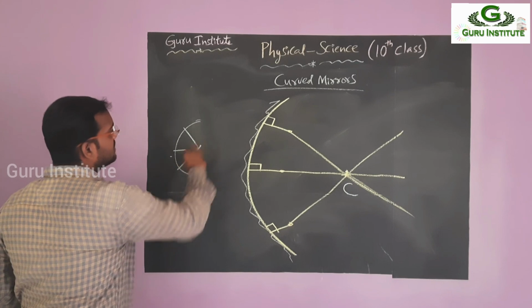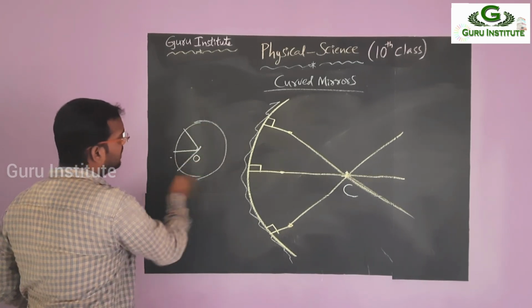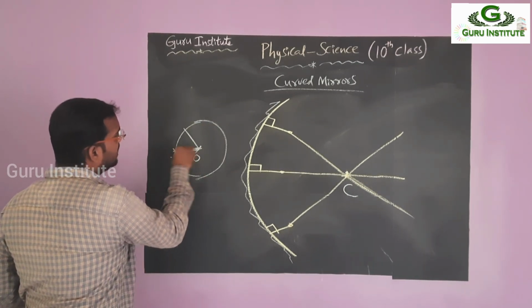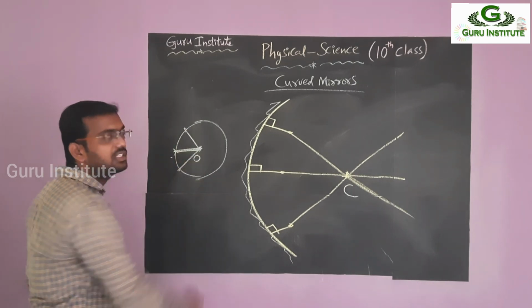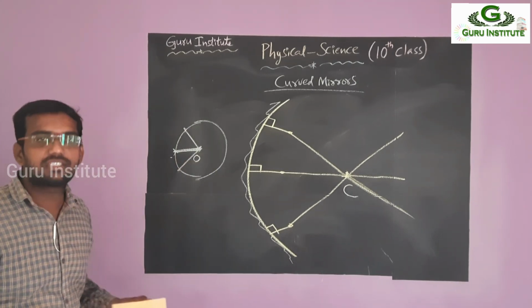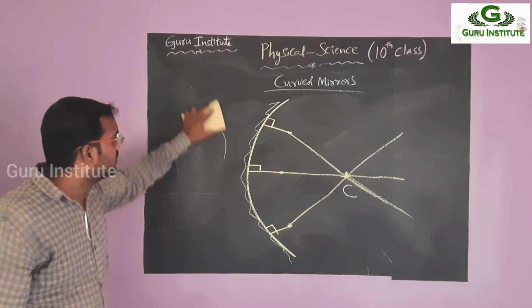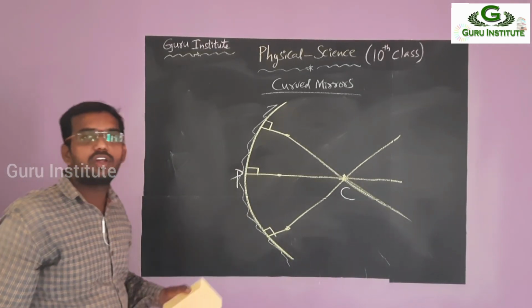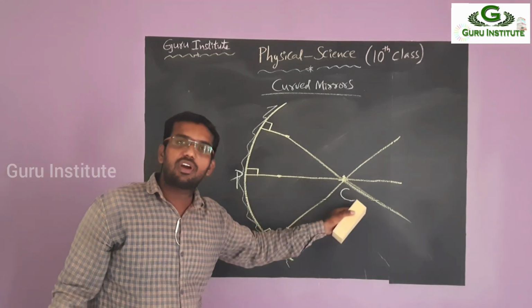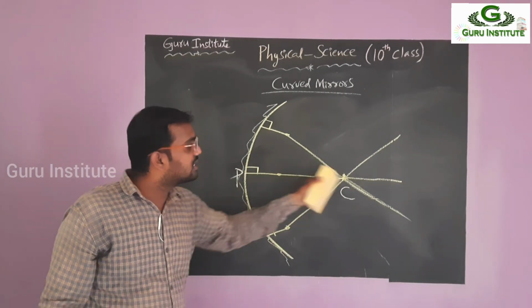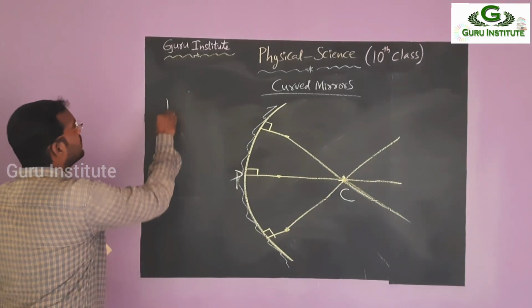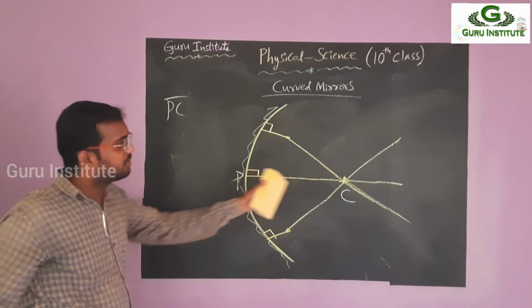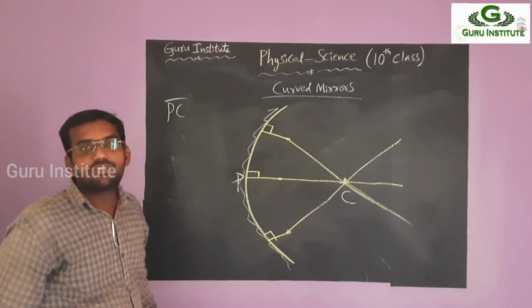So suppose for this circle, from here to here, from here to here, from here to here, what is this one? This is called the radius. Like that only. This center point of the mirror is called the pole. The distance between the pole and the center of curvature is called PC bar. PC bar is known as the radius of curvature.